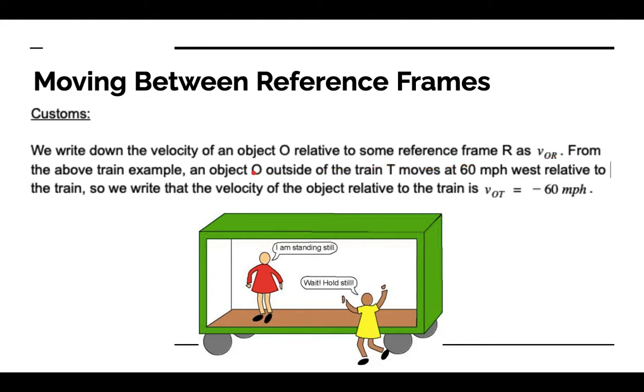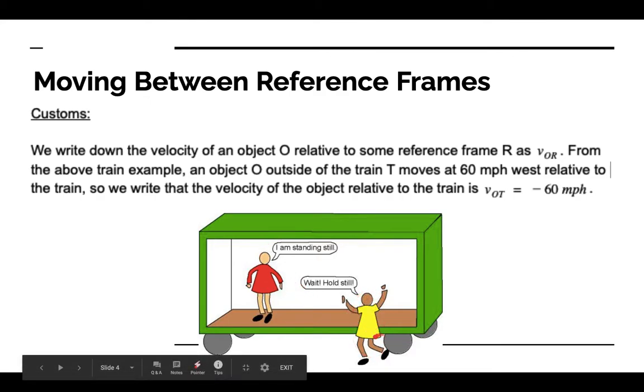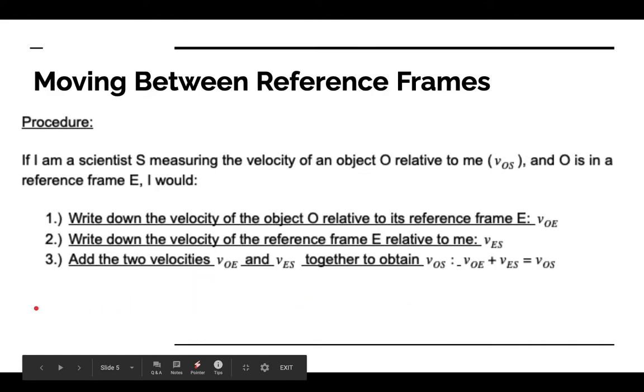For the train example, the object O outside of the train moves at 60 miles per hour west relative to the train, meaning that a person on the train, suppose our train were moving at 60 miles per hour east, who says that they're standing still would thus see a person in yellow moving at 60 miles per hour west relative to the train. So what we would write is that the velocity of the object, say our person in yellow, relative to the train would be negative 60 miles per hour, because the negative 60 corresponds to the person in red on the train seeing the person in yellow moving at negative 60 miles per hour to the west.